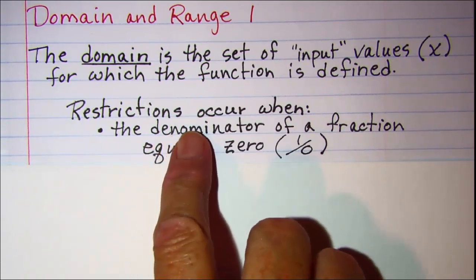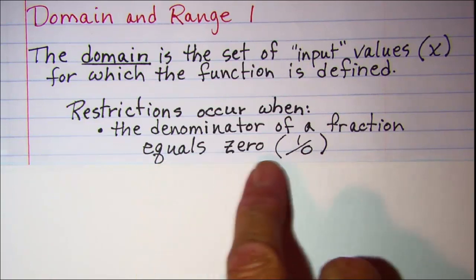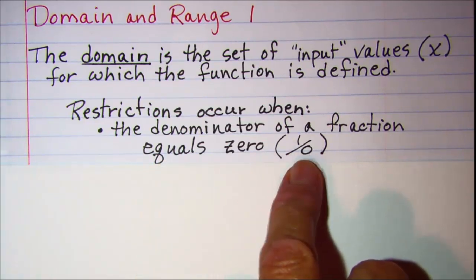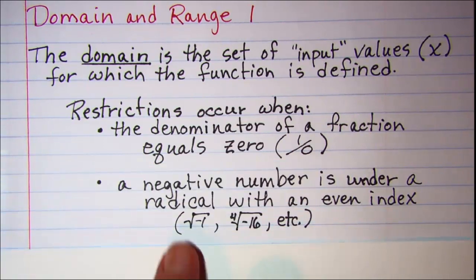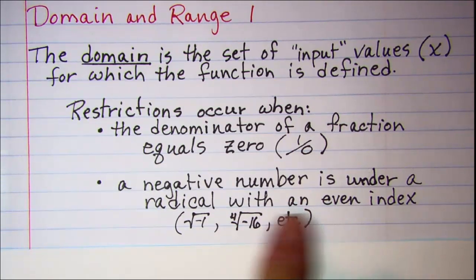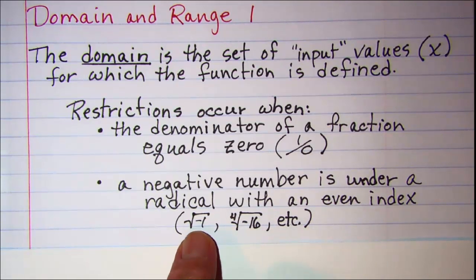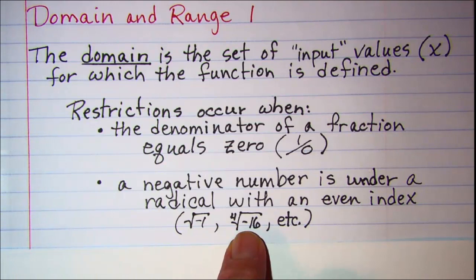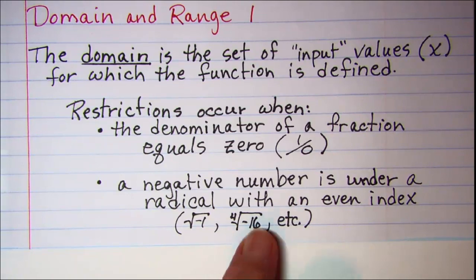Restrictions on the domain can occur when the denominator of a fraction equals 0, because division by 0 is undefined, or when there's a negative number under a radical with an even index, for example, the square root of -1, the fourth root of -16, etc. There's a restriction then on this domain because we're only allowed to use real numbers, and these are imaginary numbers.